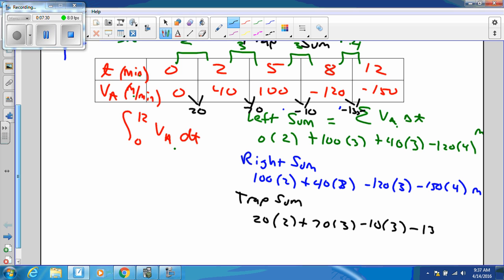Minus 10 times 3 and minus 135 times 4. And again, meters. And that's my trapezoidal sum. For all three of those, the common student mistake is to multiply height times t instead of delta t. Right? So I get a lot of papers where I've got 0 times 0 plus 40 times 2 plus 100 times 5. No. We're looking at height times width, which is delta t.